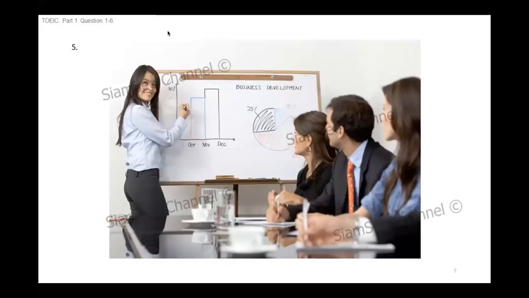Number 5. Look at the picture marked number 5 in your test book. A. The people are drinking glasses of juice. B. She is giving a presentation about September's sales figures. C. All of the women are sitting down. D. One of the women is giving a business presentation on a whiteboard.